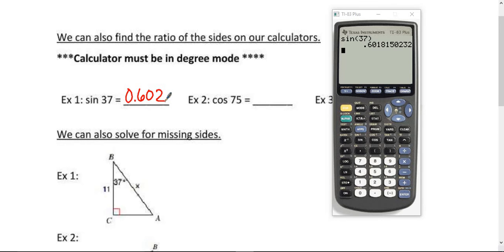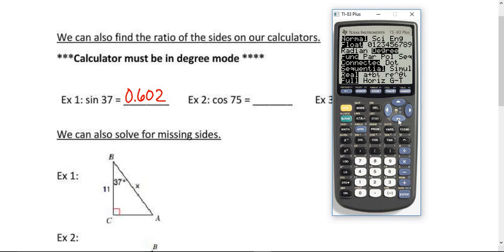0.602. All right. Now we can do, and I'll show you guys actually what's going to happen if you stay in radian mode. So the sine of 37 here is negative 0.644 if we're rounding to the hundredths place. So definitely not the same number. You need to make sure you are in degree mode at all times.